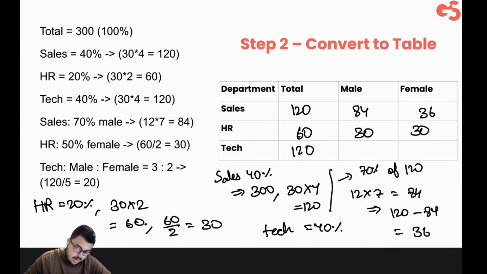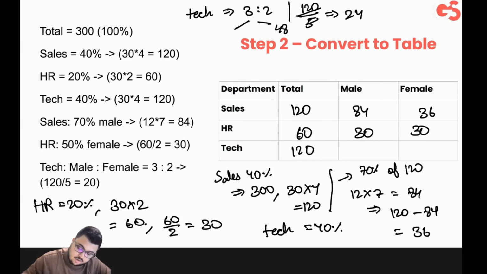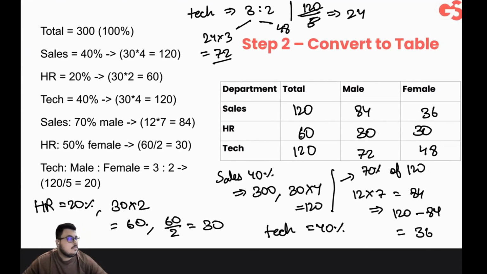And for tech, we had a ratio that was given to us, right? The ratio that was given was 3 is to 2. So we need to divide 120 by 5, which comes out to 24, and just multiply that by 3 and 2. So for 2, we know it's 48. So females, 48. And for male, we calculate 24 into 3, and that's 72. So over here, 72. And as you can see, our table is now complete.